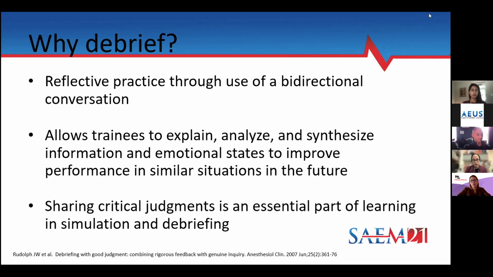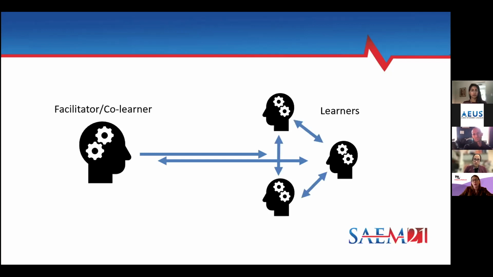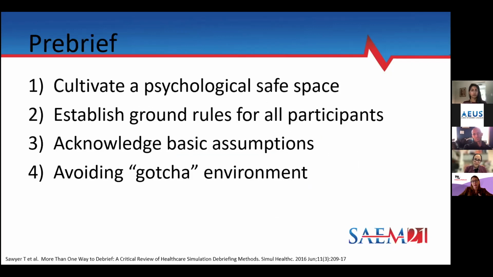And by sharing critical judgments, whether it's between participants and or from the facilitator to the participants, that's an essential part of learning, both in simulation and debriefing. So when I think about debriefing, I really think of it as either unidirectional or bidirectional from the facilitator, who I would really call the co-learner, with the learners, and then also amongst the learners themselves. And when you're doing debriefing well, it's a combination of all of this.